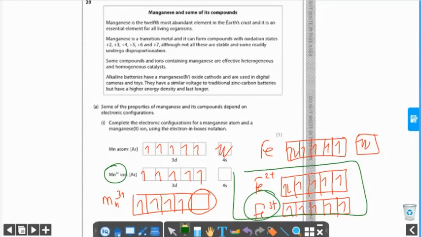Then you can talk about manganese. You can write the configuration for manganese 3+, and 2+ was already written. Manganese 3+ is less stable compared to manganese 2+ due to its partially filled d orbital. And manganese 2+ has a half filled d orbital, which is stable.